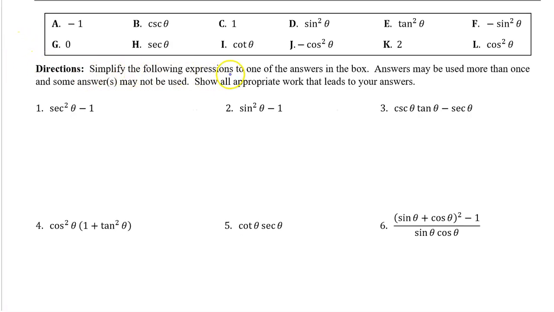Simplify the following expressions to one of the answers in the box. Answers may be used more than once, and some answers may not be used. Show all appropriate work that leads to your answers.